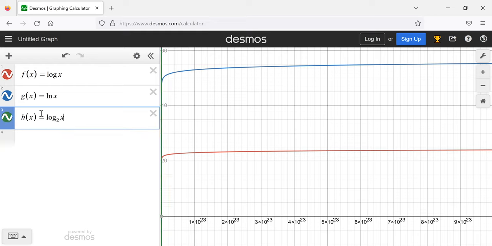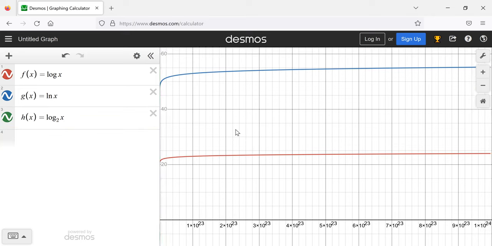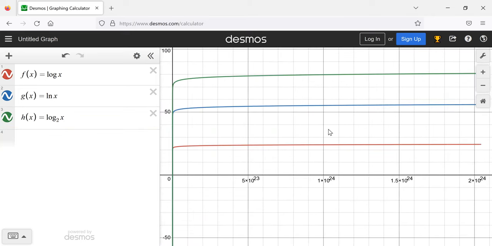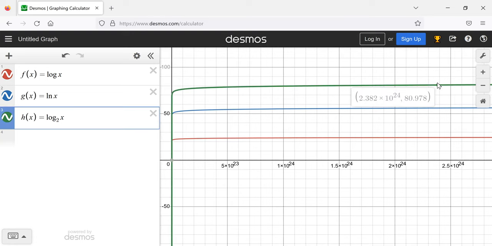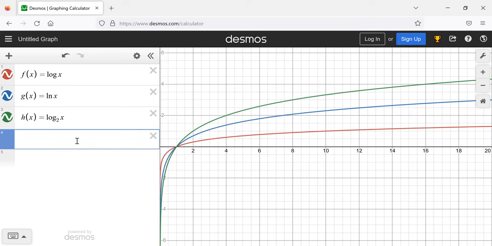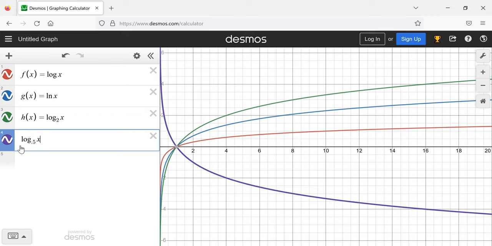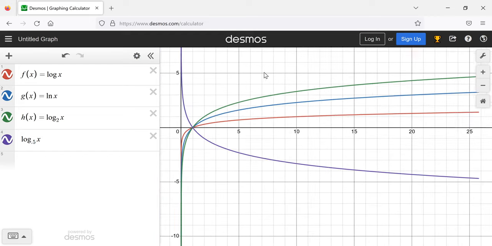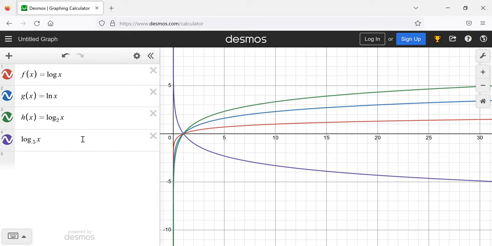Pick another logarithm, the logarithm base 2. Well, with these unfathomably big numbers, y is at about 81. I guess I should at least briefly touch on the fact that logarithms can look different if you have a number less than 1 in the base. Like here's the logarithm base 0.5.